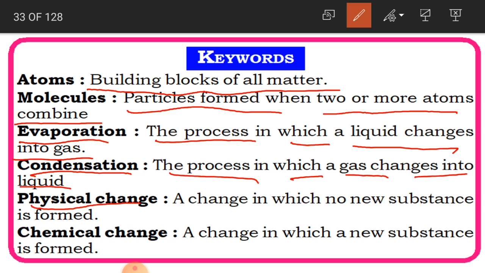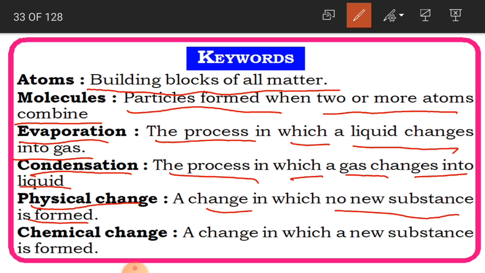Physical change is a change in which no new substance is formed. For example children, as we have learnt, if you keep water in the fridge, it becomes ice. Again, if you keep that ice outside the fridge, it becomes water. So it is getting back to its original form. There is no new substance here, so this is called physical change.